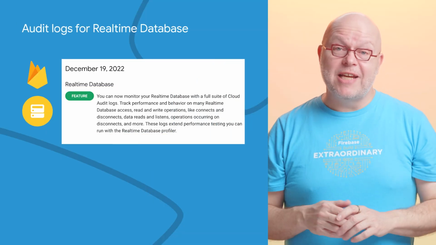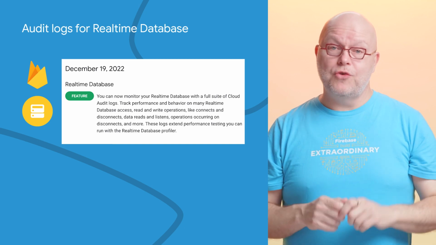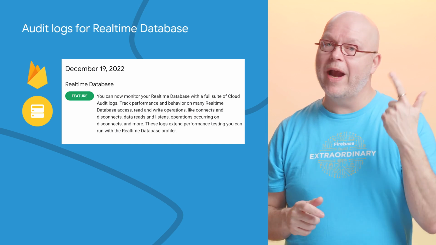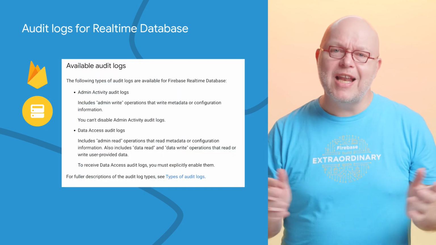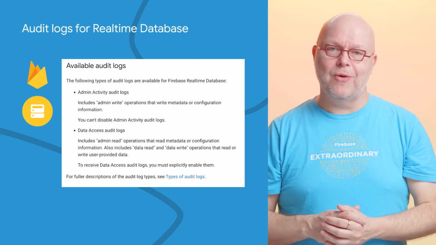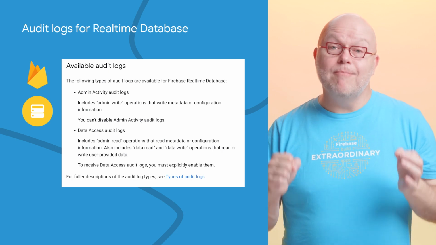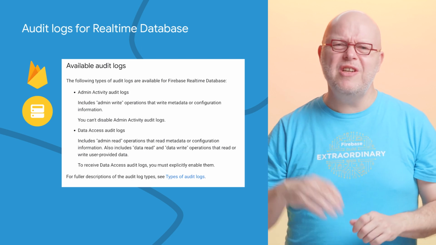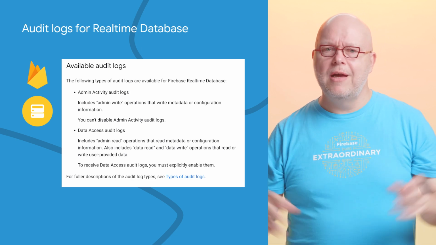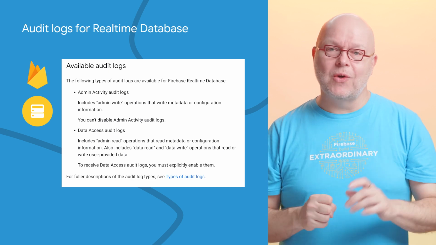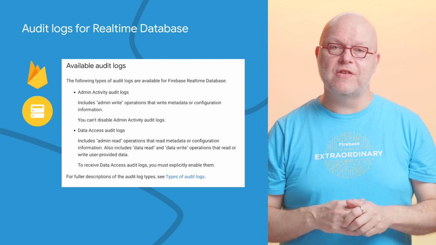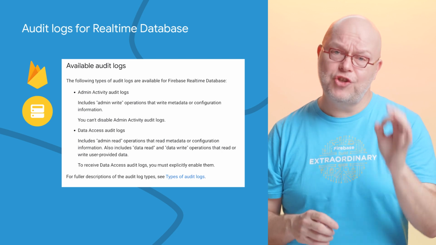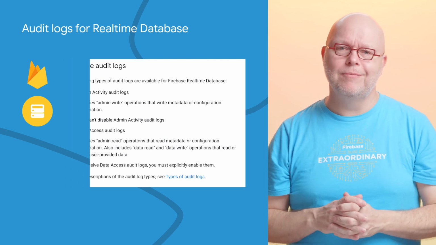Firebase's Realtime Database now integrates with Cloud Audit Logs to help you answer questions like who did what, where, and when. And just like for Firestore, we have 2 types of audit logs. First, there are the administrative audit logs, which are enabled by default and tell you about things like database creation, deletion, and configuration changes. Secondly, there are data access audit logs for regular data read and write operations. You can enable these yourselves as shown in the documentation that I'll link below.